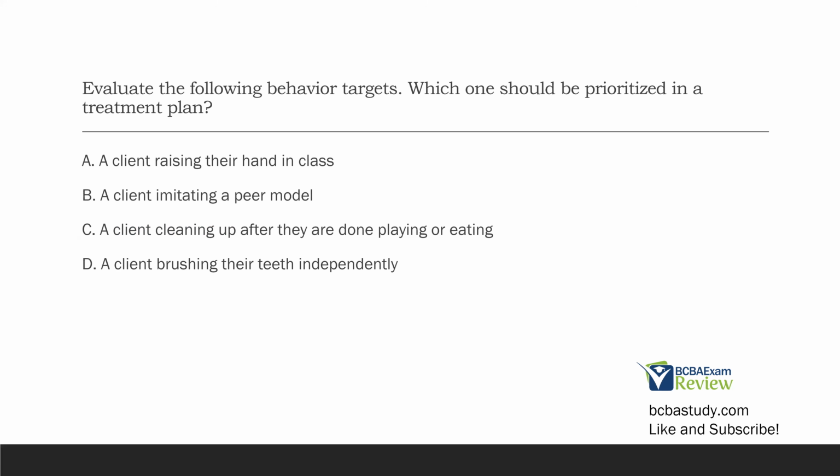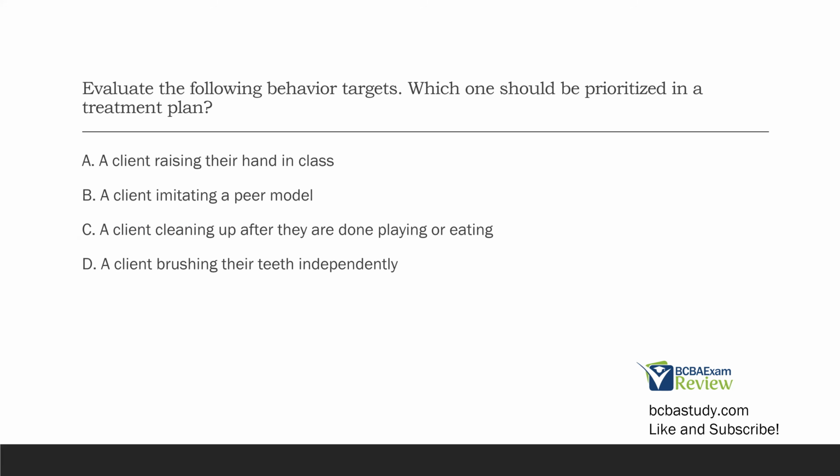Behavior targets, behavior goals, treatment plan goals. What are we thinking when we see questions like this? Remember, we're supposed to be evaluating the question, not just jumping to the answer choices and hoping one jumps out. Think about the question. So what comes to mind? To me, I'm thinking socially valid. I'm thinking pivotal behaviors. I'm thinking behavior cusps.